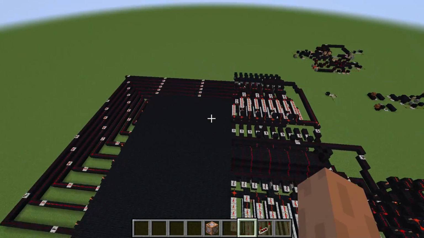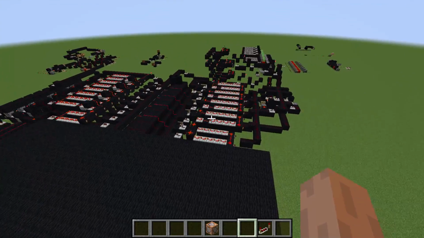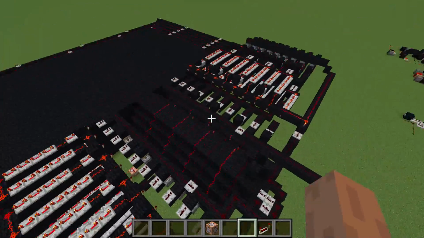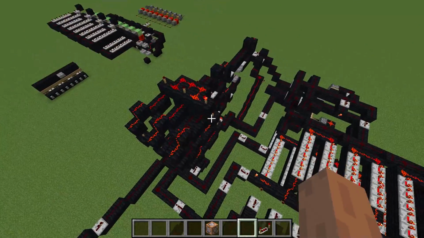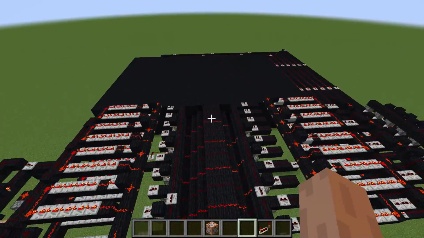I mean, this thing is, oh my god, it's way bigger than I thought it would be. I'm not very good at compacting my stuff, or Redstone in general, really. This is kind of just more of a way of proving some logic gates, fleshing out some logic for an adder. But yeah, that's about it.